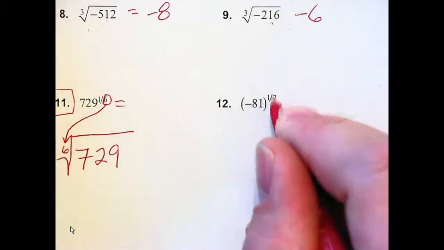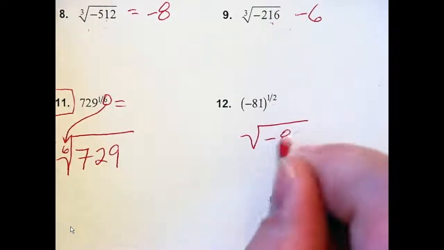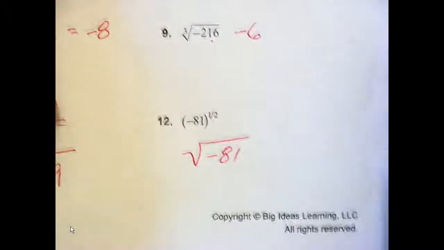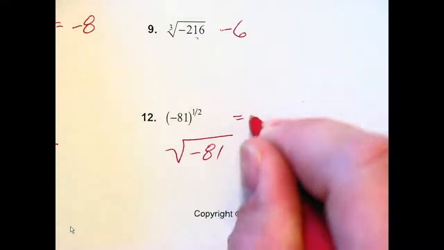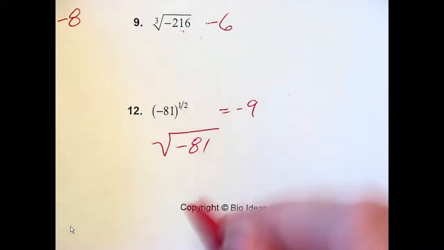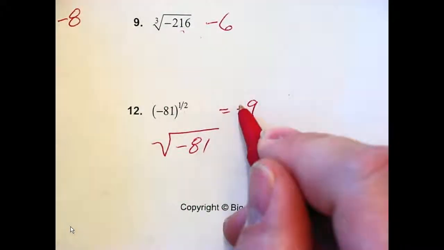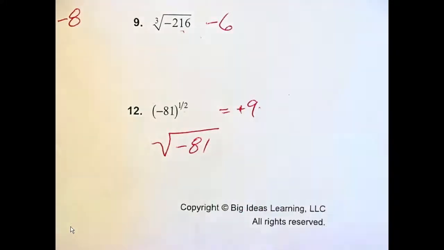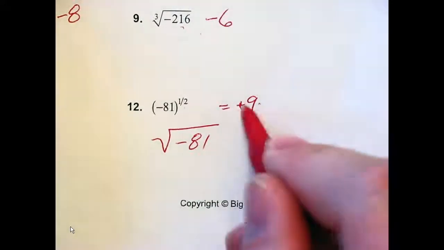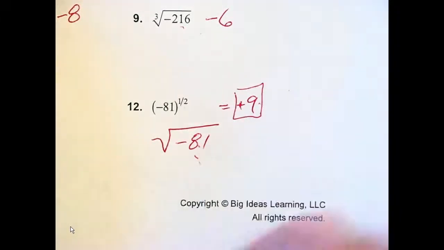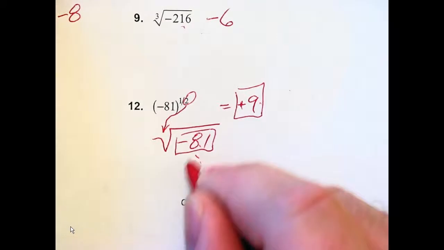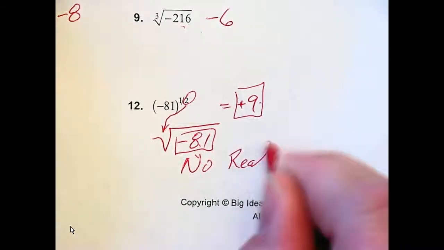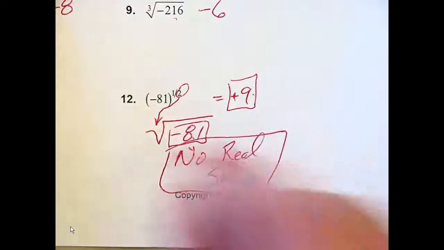Okay, so this one is actually saying the square root of negative 81. So what number times itself is negative 81? Negative 9? Negative 9 times negative 9 is positive 81. How about positive 9? Positive 9 times positive 9 is 81. Can I multiply a number by itself and get a negative? No. If you're taking an even root, you can't have a negative number in here. This is no real solution. No real soul, man.